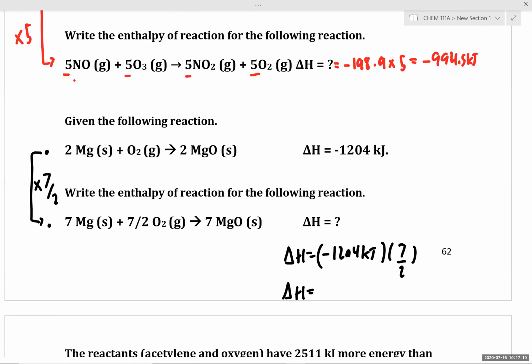That in turn gives us an enthalpy of 1,204 times 7 over 2, which gives us negative 4,214 kilojoules. So this is the new adjusted enthalpy for this modified reaction equation.